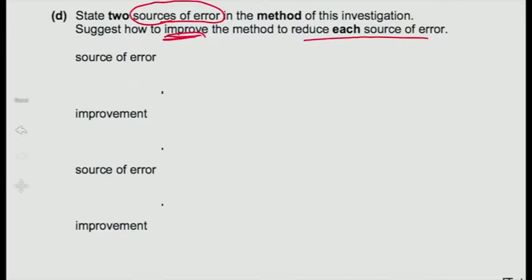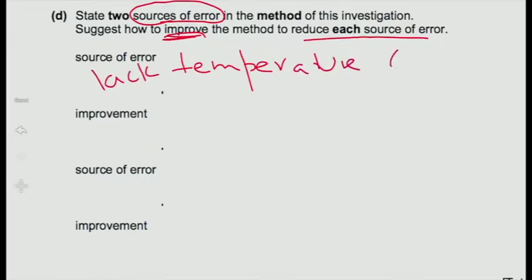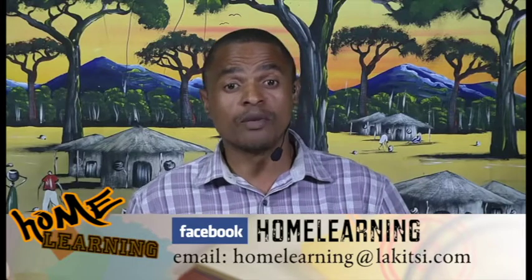Source of error number 1, the temperature. Lack of temperature control. We're told that the temperature was between 30 to 40 degrees Celsius. Leaving the water right there under the environmental conditions, like room temperature, chances were the water will get cooler from trial 1 to trial 3. By the time trial 3 was done, the water will no longer be at the temperature it was initially. So that is an error, a source of error.